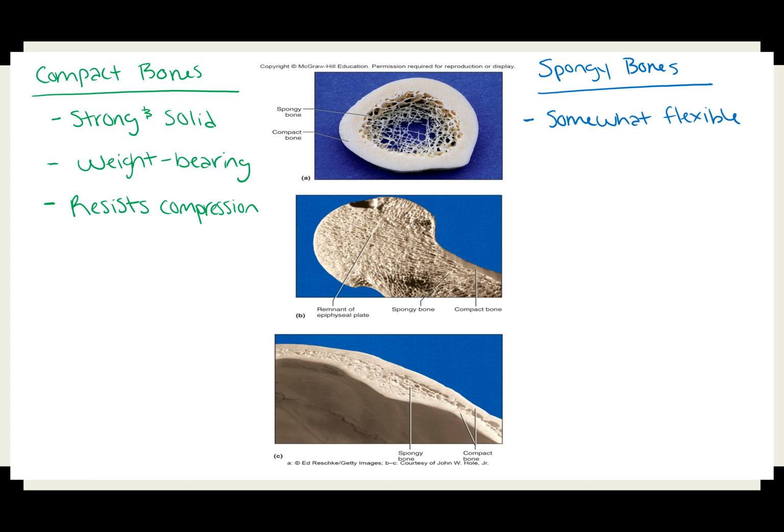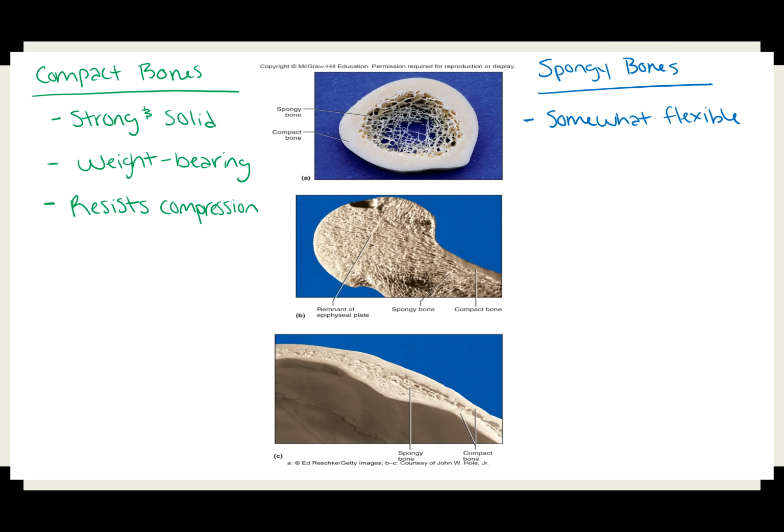Going more in depth, you would see that this first picture, if you were to cut the bone in a transverse plane, you would see more of this outside part. That is considered the compact part of the bone. That part of the bone is actually made out of osteons, and so that's what makes the bone strong and solid and weight bearing, and it also resists compression.